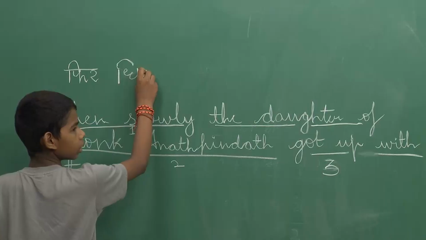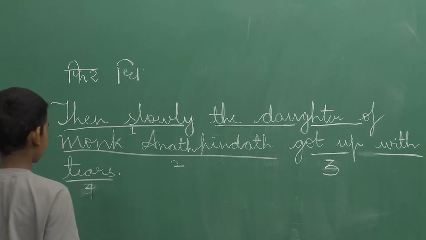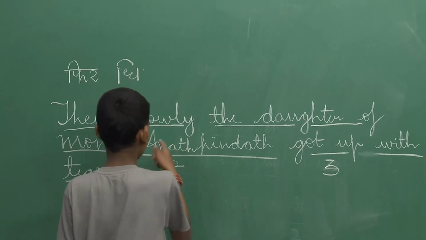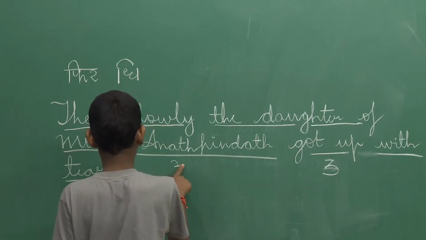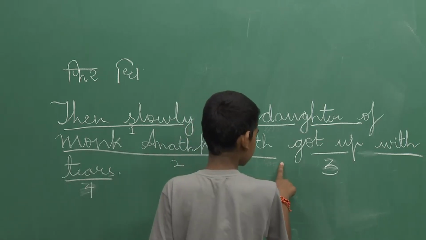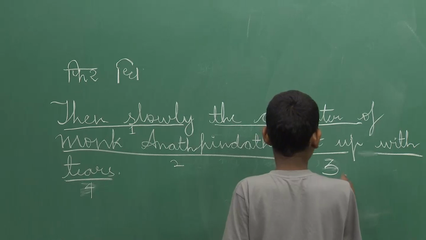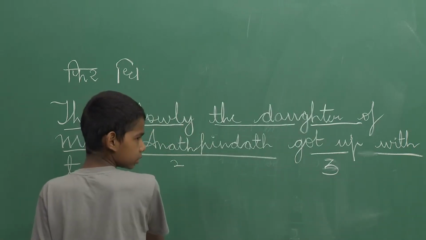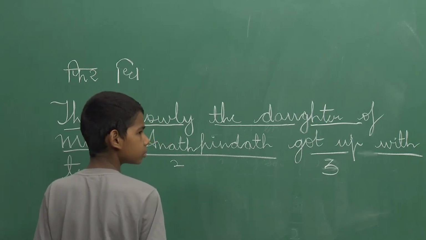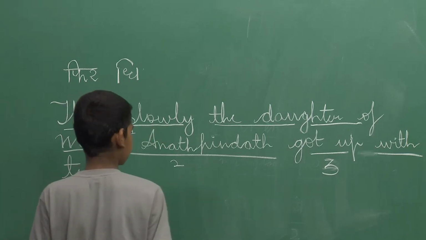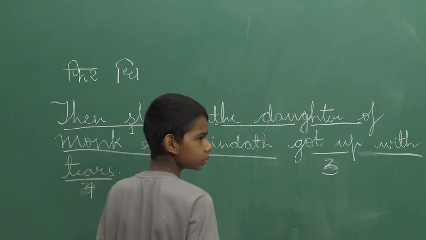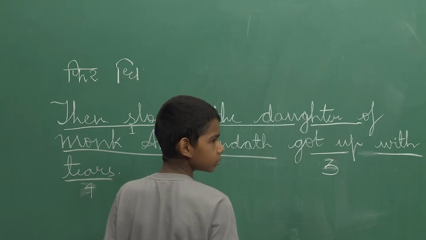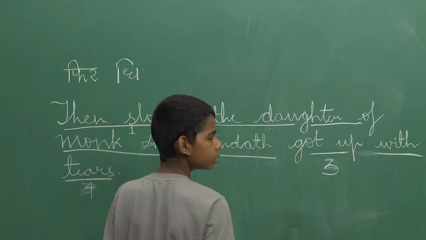And now we take the last sentence. Akshat, you verbally tell the class the different parts. फिर धीरे धीरे, अनाथ पिंडर की बेटी, got up, उठी आंसू के साथ. हाँ, ठीक है, टुकड़े हो गए. अब इन टुकड़ों को हिंदी में सजा देना है. फिर धीरे धीरे अनाथ पिंडर की बेटी आंसुओं के साथ उठी. सही. एक शब्द तुम्हारा मिस हो गया है, monk गया है ना. So भिक्षु अनाथ पिंडर. ठीक है, इसको मिटा दो.